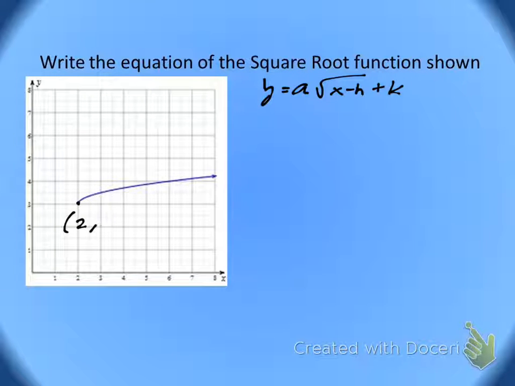2, 1. Two. It looks like a 1, I'm sorry. It would be X minus 2 plus 3. Okay, so the starting point's 2, 3. Alphabetically, that goes H, K. What's X and Y? Domain and range.